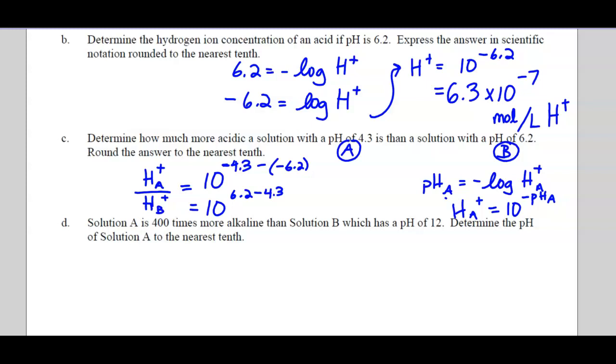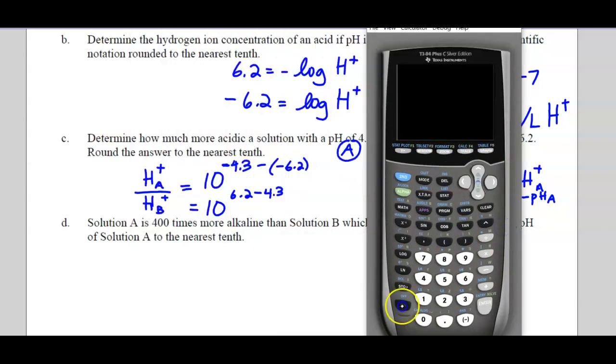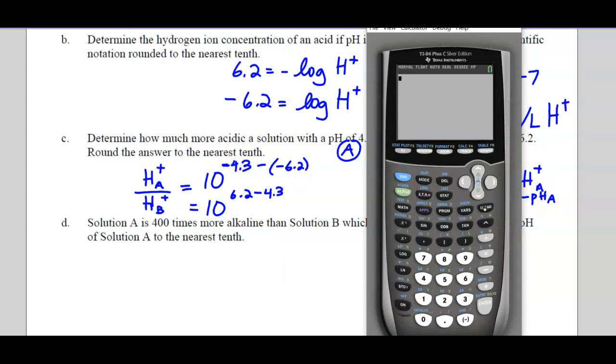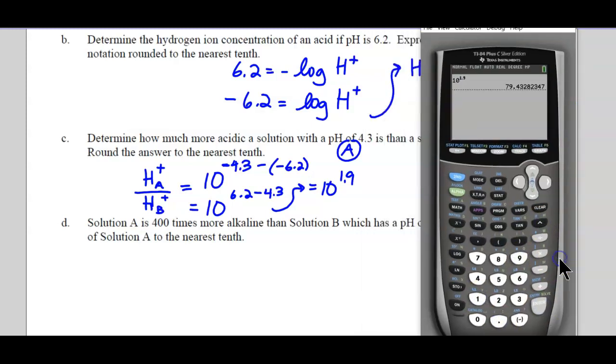Now, once you get your answer, if it doesn't make sense, then probably you got them switched around. So go back and fix it. Sometimes you might do it really quickly. So for example, let's do this one. That's going to be 10 to the 1.9. So 10 to the 1.9 is 79.4 times as acidic.